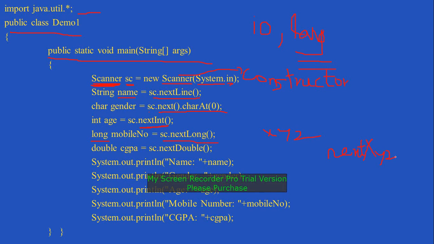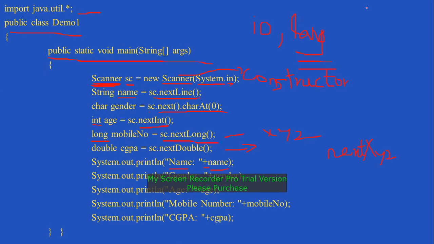If it is a string, then we have to use nextLine(). If it is a character, then we have to use next().charAt(0). For all other cases, if I want to get input of integer, then we can use nextInt(). If I want to get input of type long, then we can use nextLong(). If it is a double, then we can use nextDouble(). And if I want to print those things, then we can use System.out.println of the string followed by the content of the particular variable. In order to concatenate two things, the plus is the operator used in Java.